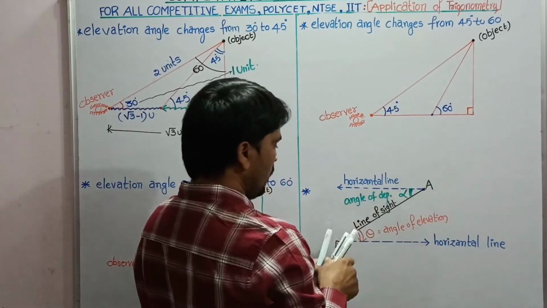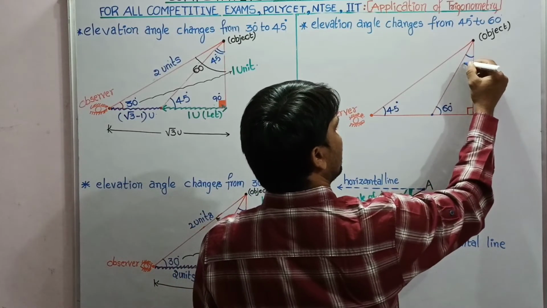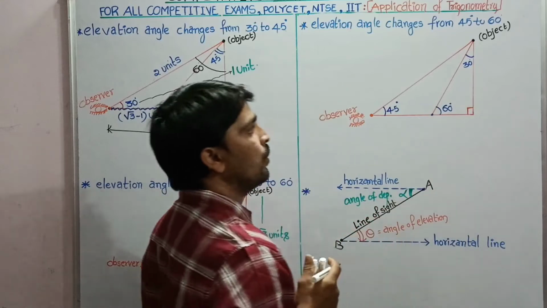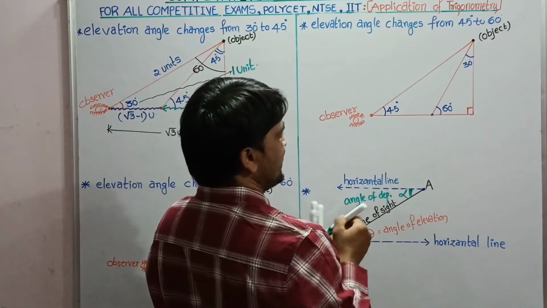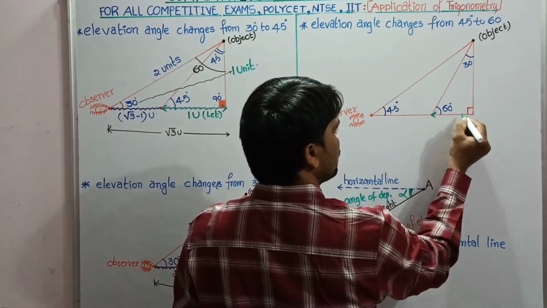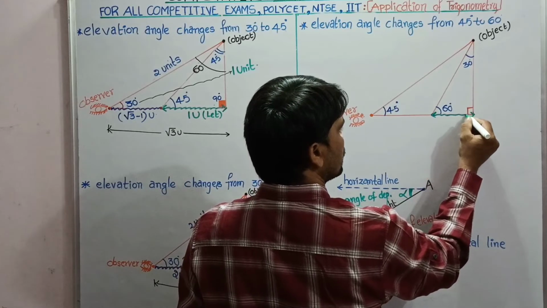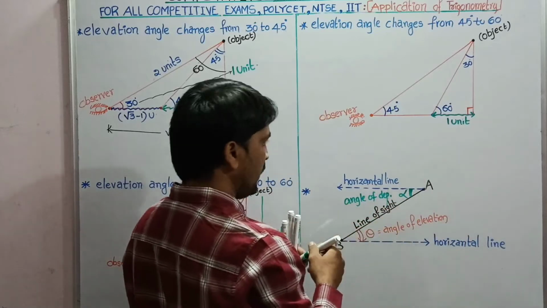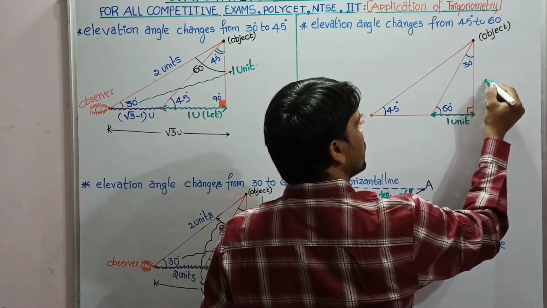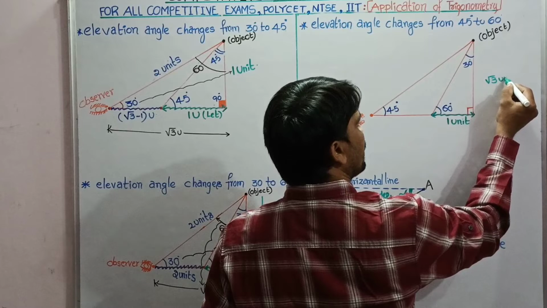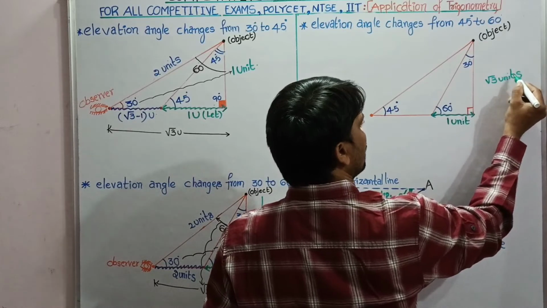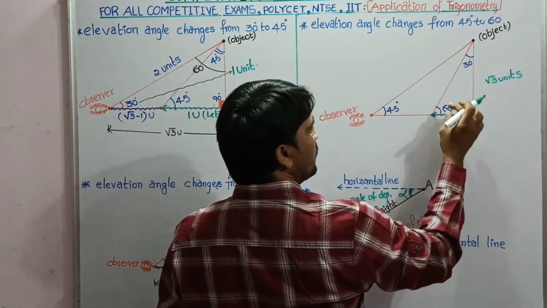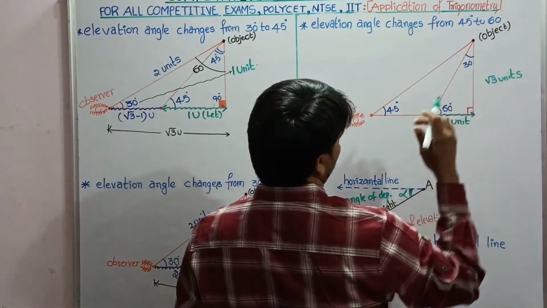Right angle, so obviously this angle is 30, 60, 90. Always keep this distance. Let us suppose this is 1 unit. This is our assumption. Then opposite to 60 degrees will become root 3 units. In the smaller triangle, opposite to 30 degrees is 1 unit, then opposite to 60 degrees will become root 3 units.